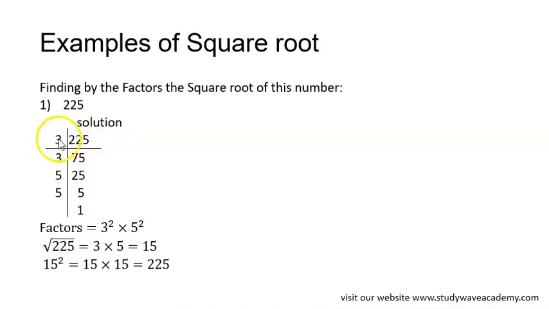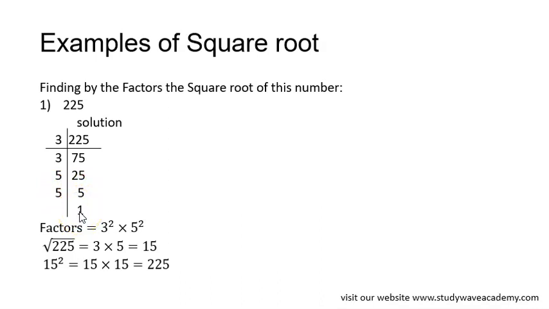We have 3. If 3 divides 225, there will not be a remainder. We have 75. We think of another number that can divide 75 without a remainder. We have 3. 75 divided by 3, we have 25. We think of a number that when it divides 25, there will not be a remainder. It can only be 5. So 25 divided by 5 is 5. And 5 divided by itself is 1.